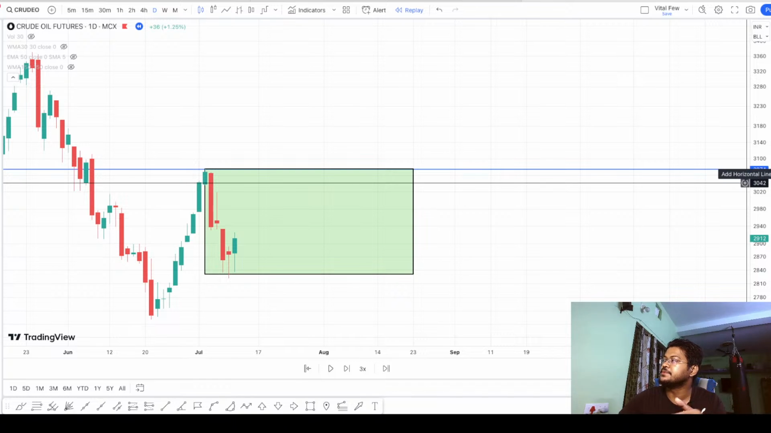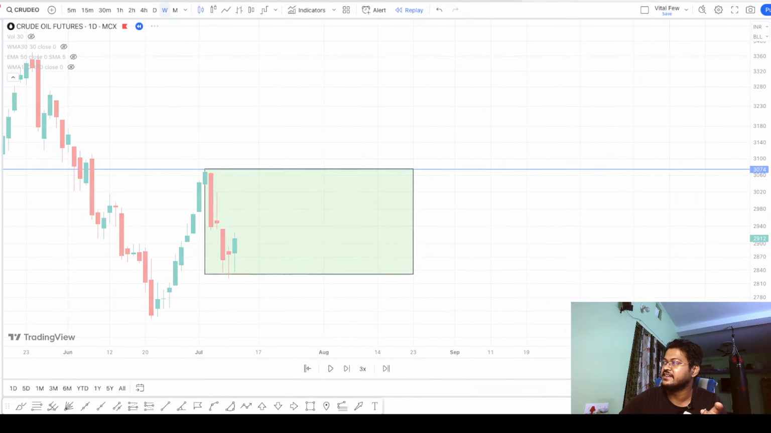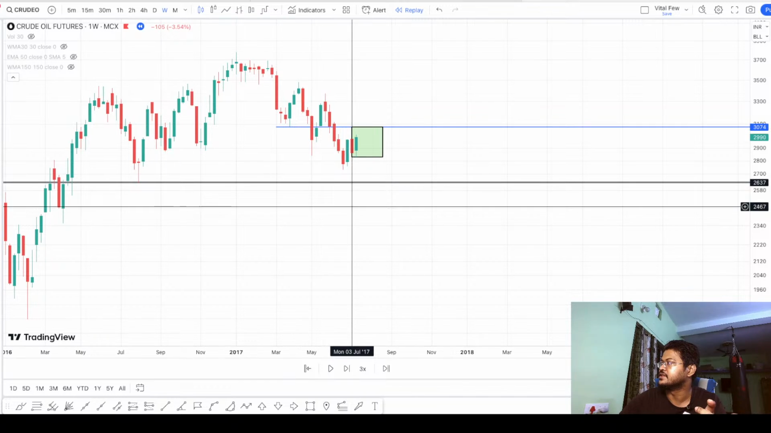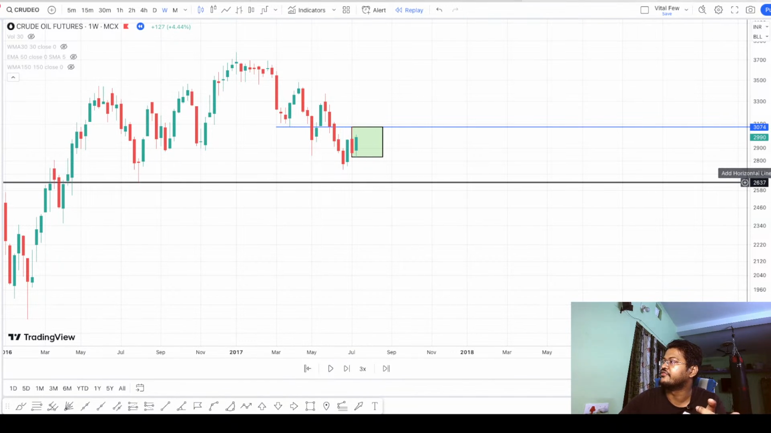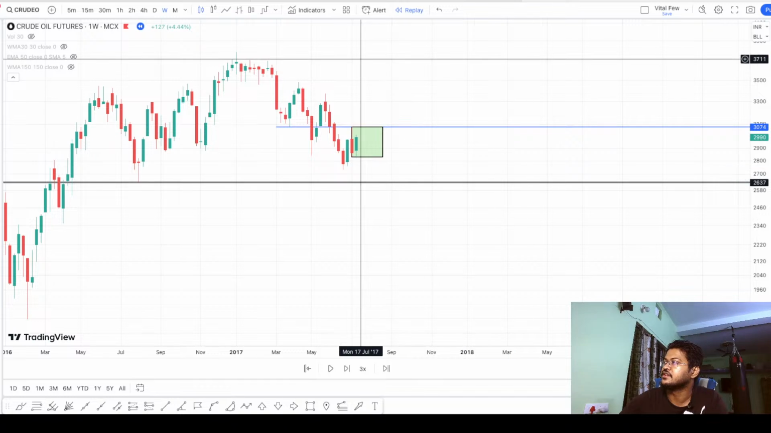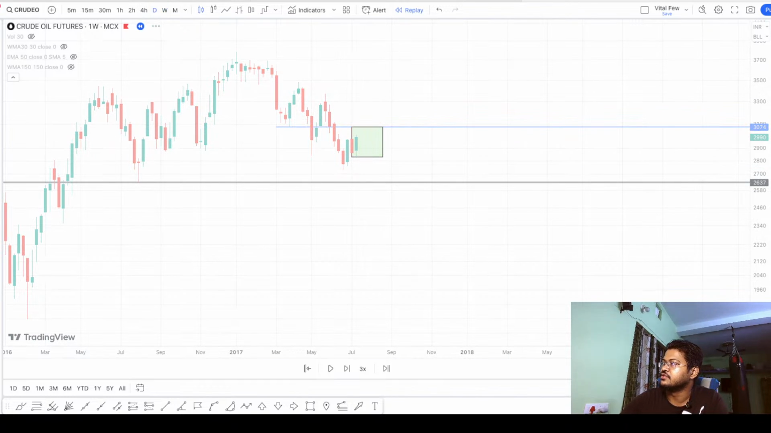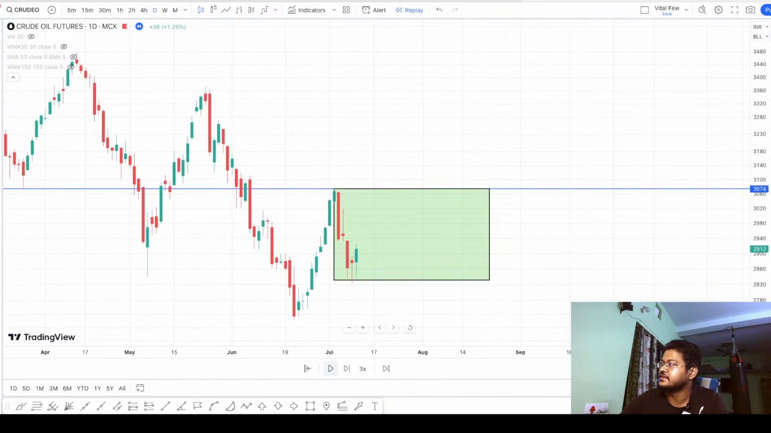But here we have to be a little bit extra careful. Why? Because of this line. The price is very close to this one, and I believe that as soon as it reaches here, there is a high probability that again it will bounce back very fast. So let's be cautious and let's see what happens. I'll go to daily time frame again and hit the play.